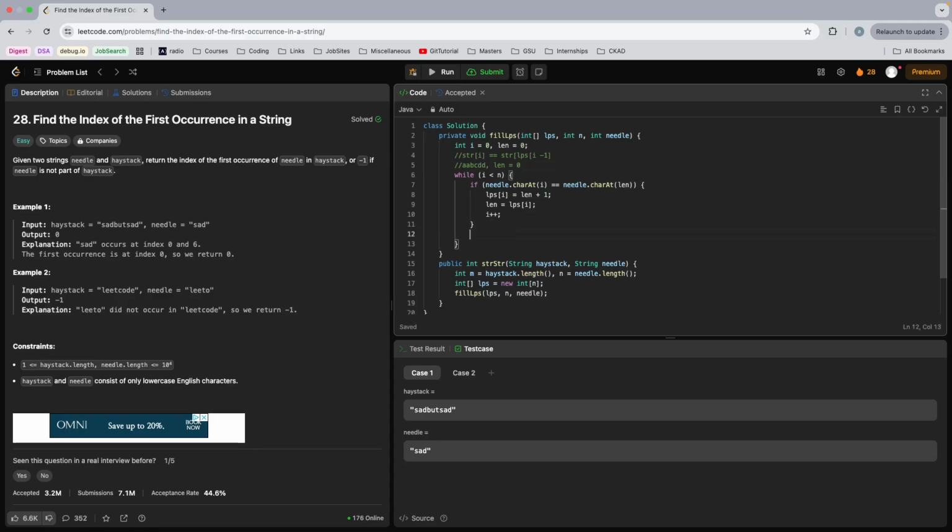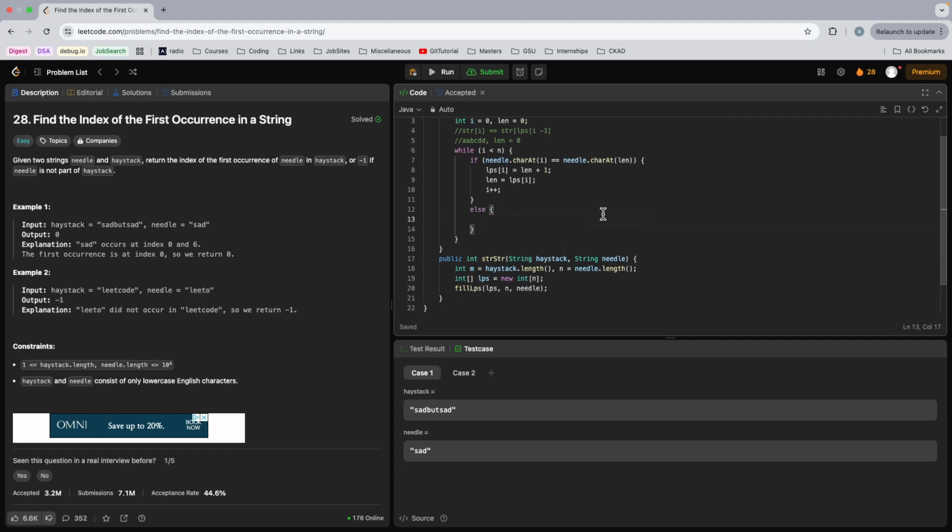Now, for the second case, the else: they do not match. In this case, again, there are two cases. The first, simpler case is that your len is 0. That means nothing matched for the previous LPS values. So in this case, you would just write LPS of I equal to 0 and I plus plus.